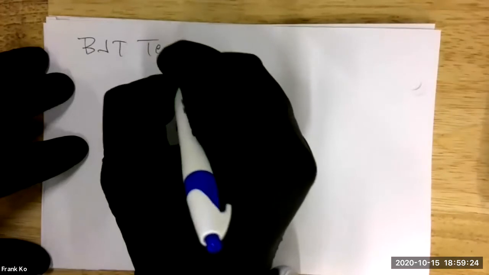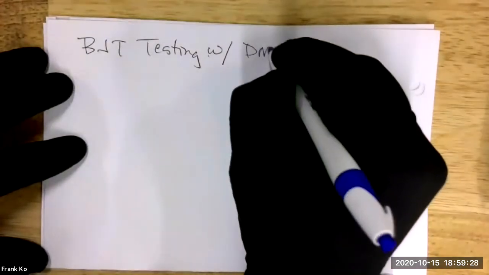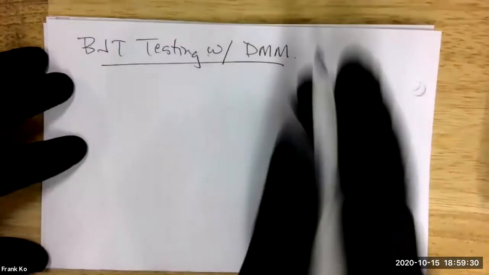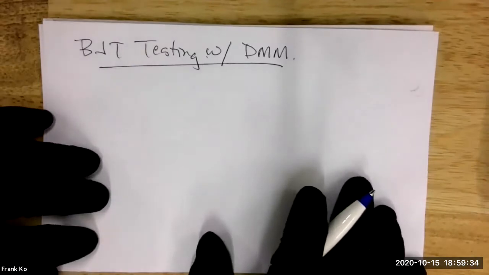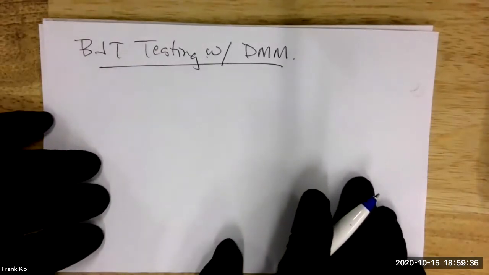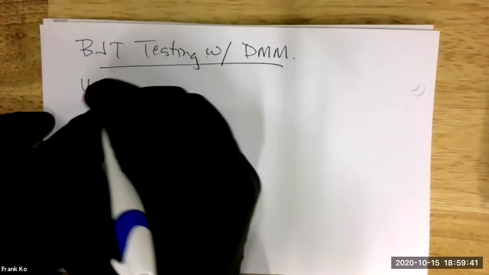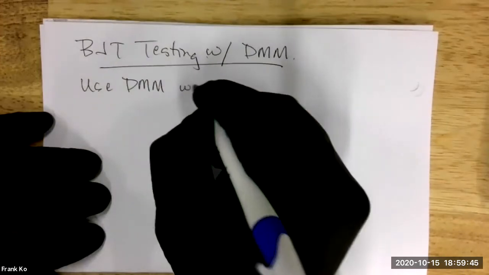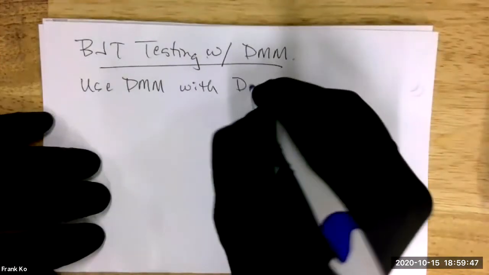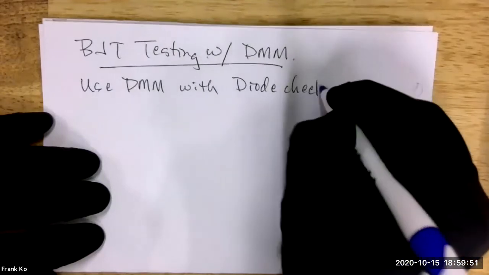All right, BJT testing with DMM. So when you go to do your BJT testing with a Digital Multimeter, you're going to be using the DMM with the diode check function.